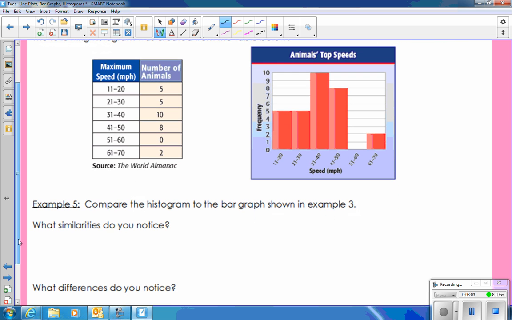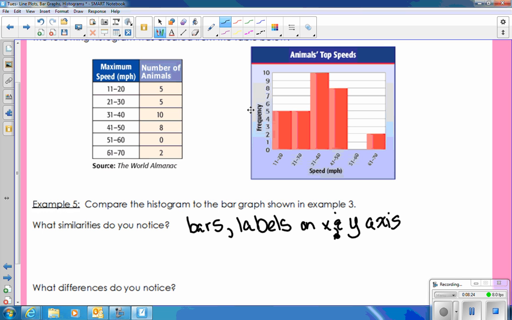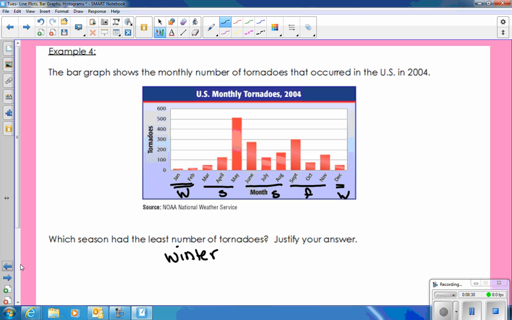So the similarities that you may notice between this and a bar graph is that they both use bars. They both have labels on X and Y. So there's 2 axes. So basically they're looking at the frequency versus some sort of category, which is similar to a bar graph, except it's not really called a frequency, but sometimes it's still those numbers compared to these labels.